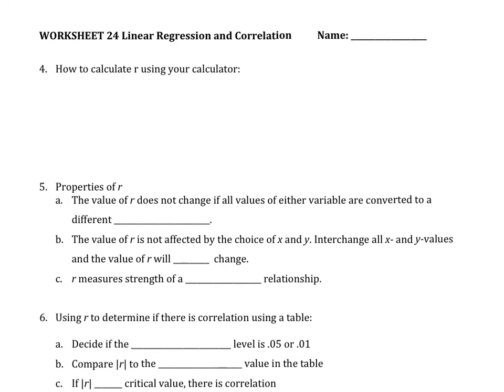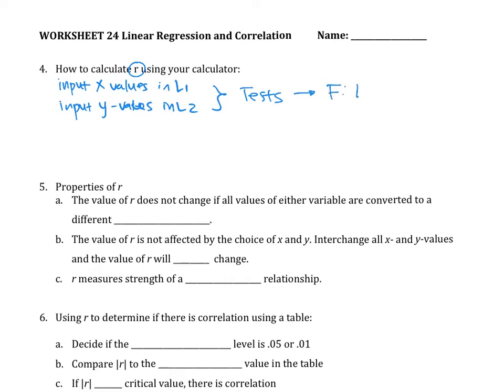How do I calculate this r, the linear correlation coefficient, with your calculator? First, obviously, input x values in L1, and y values in L2. Then we go to tests. We've done that before. We did a bunch of different testing. If you scroll down, option F has a linear regression t-test. Sounds kind of long, but when you enter, it gives you r.